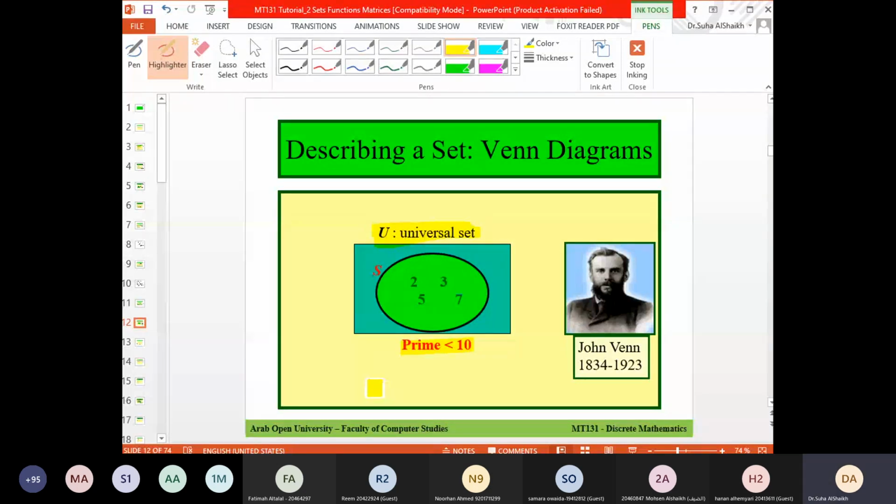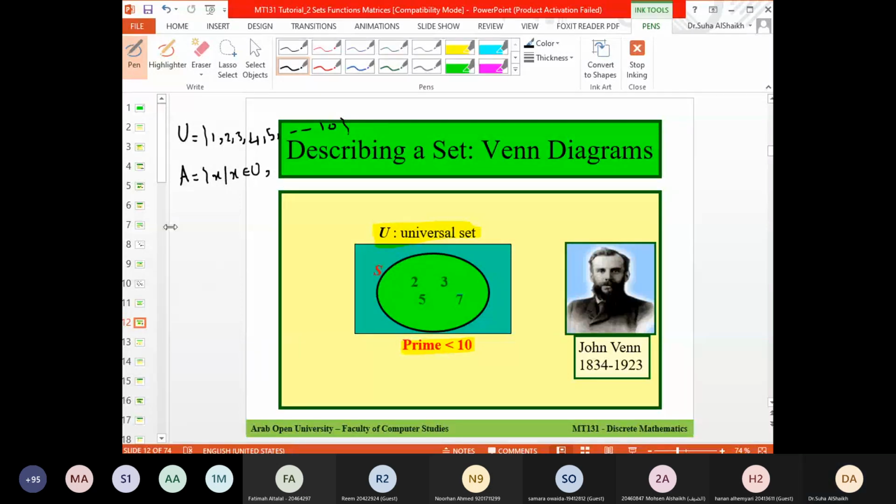فالفين diagram is used here. مثلا, let me give you a simple example. If I say you have the universal set is all the numbers 1, 2, 3, 4, 5 لحد 10. And you have your set A is the set of X such that X in the U and X, what's happening here? برايم يعني عدد أولي.